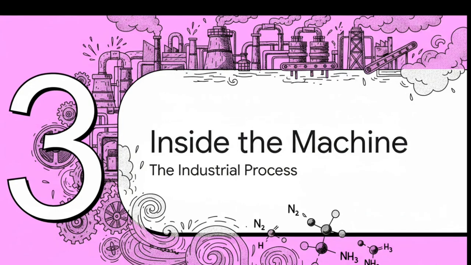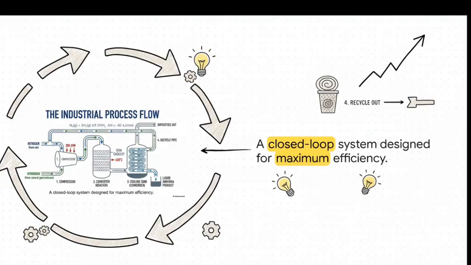Okay, so we've got our ingredients, we've got our chemical recipe. Now for the big question. How do you take this from a chemistry textbook and turn it into a gigantic worldwide industry? Let's go inside the machine and find out. So here it is, the whole shebang. Now the first thing you'll probably notice is that everything is going in a circle. This is not a one-and-done kind of deal. It's a continuous closed-loop system, and it's all designed to be as efficient as possible. So come on, let's follow the path of the molecules and see how it works.